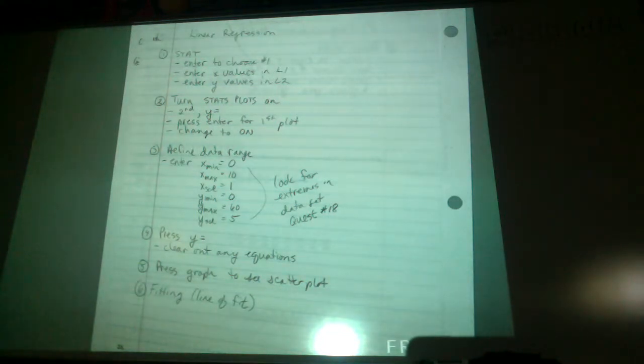One more piece of direction on the back of this sheet of paper, but we'll do that in a minute. We might not get to that today.